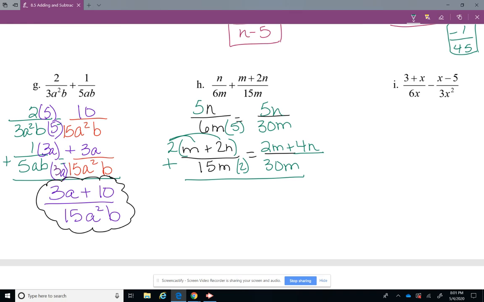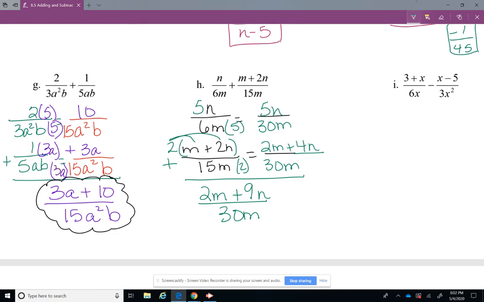All right, so now we're just going to put them in order. So I'm going to do order, meaning m comes first, so 2m, and then 4n, n comes after m. Oh, I have a 5n and a 4n. Okay, so I'm going to add those together. Sorry about that. I have like terms. So that's going to be 9. I was thinking I had a constant for some reason. All right, so 2m plus 9n divided by 30m.